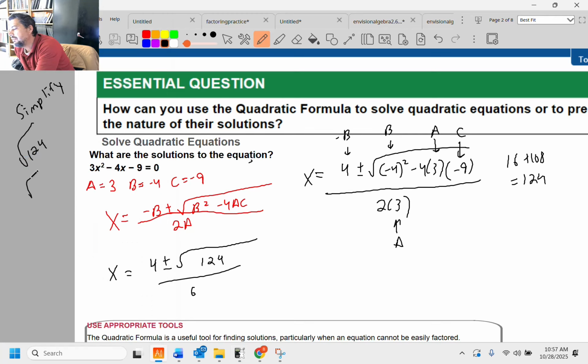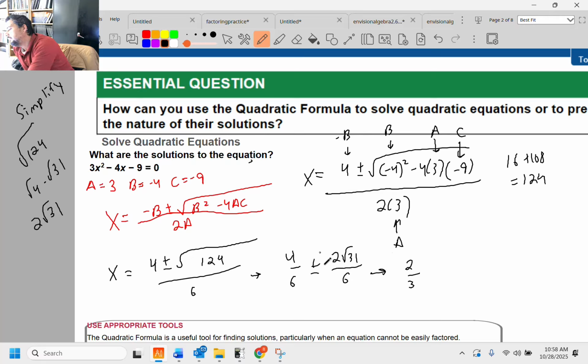It is the root of 4 times the root of 31. And the square root of 4, I hope you know, is 2. So this changes into 2 root 31. I want you to notice that both pieces are over 6. So we're going to write 4 over 6 plus or minus. I have replaced root 124 with 2 root 31 also over the 6. And I'm going to keep performing reductions. 2 over 3. And 2 over 6 is 1 over 3. So plus or minus root 31 over 3.